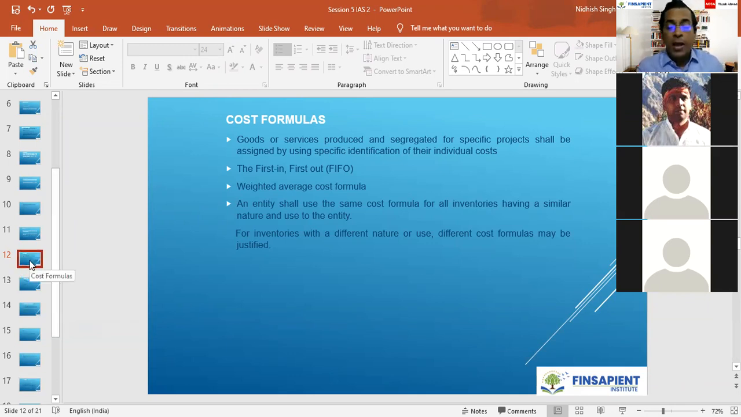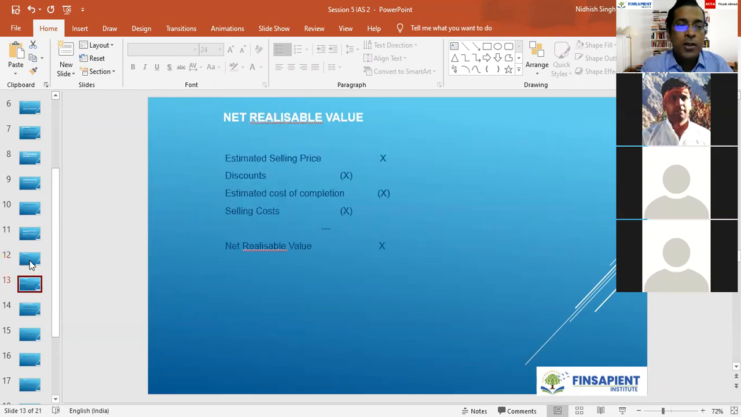This is especially for defense or high-end medical equipment industries, because the nature of the goods is quite different from each other. Net realizable value, just a formula to calculate this: estimated selling price minus discount, of course, the final selling price, then estimated cost of completion, inventory cost, minus the selling cost. So net realizable value, it's just a tabular format to help calculate.